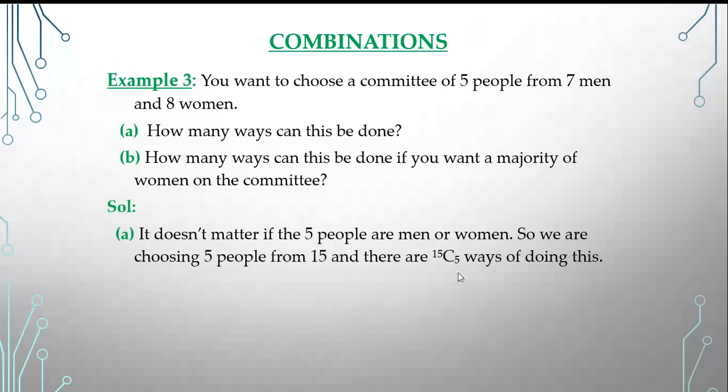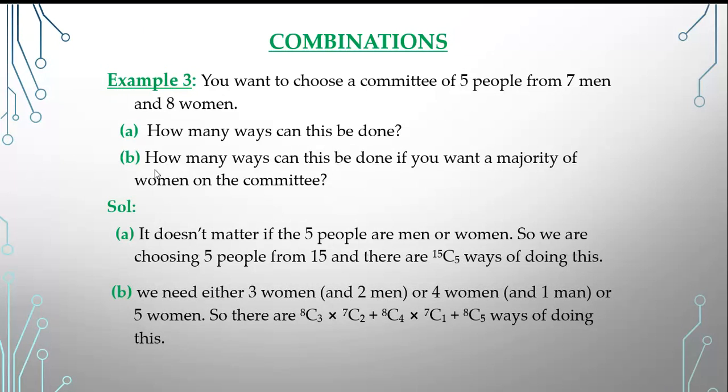So you can solve this 15C5. It's your task to solve this and calculate the number of ways. I only showed how we can use combinations here, right? So in the second part, it asks how many ways can this be done if you want a majority of women on the committee?